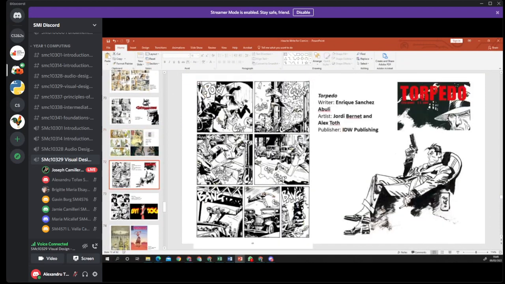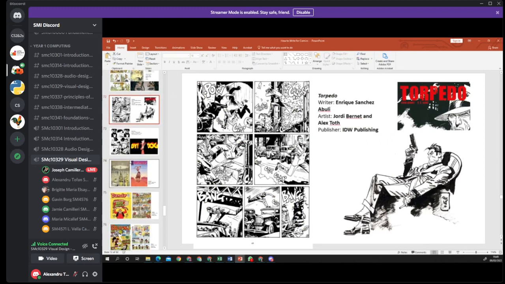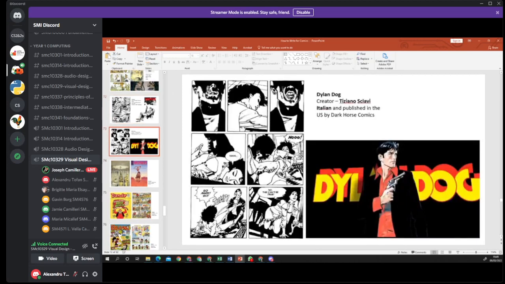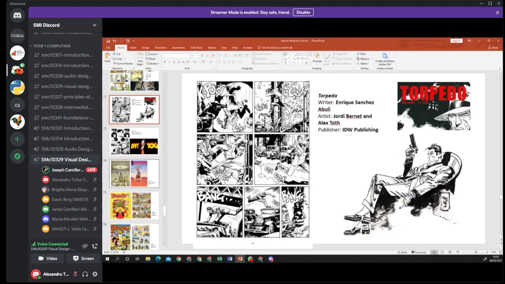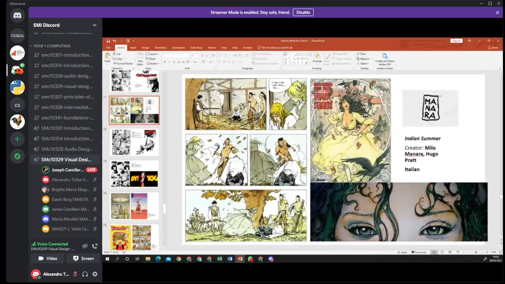Moving on to Torpedo, which is Spanish, by Enrique Sánchez Abulí. Again, quite clean, though in black and white, but quite clean and direct. Very different from the American comics that were being created. Dylan Dog, another Italian rendering by Tiziano Sclavi. Also quite clean, yet not so defined when it comes to the actual drawing. It's not so complex as, for example, we see in Torpedo, and then as we see in Milo Manara. These are more like paintings.